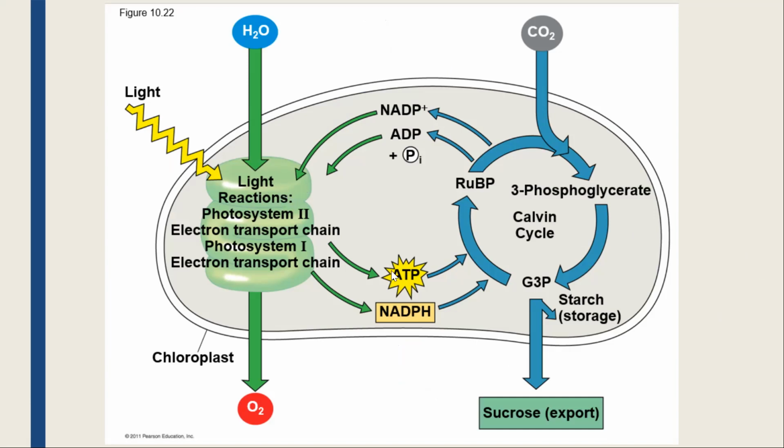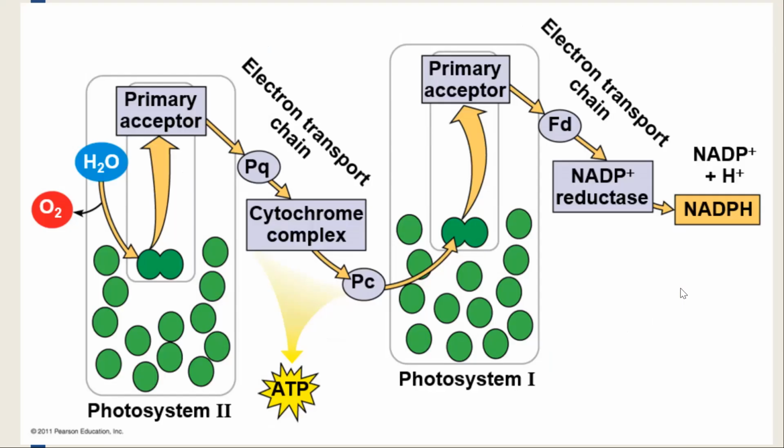Photosystem 2 is going to generate ATP. Photosystem 1 is going to generate NADPH. Water is split to replace those electrons, and oxygen is a byproduct. And then the ATP and the NADPH are used to drive the Calvin cycle, where carbon fixation takes place, and the carbon dioxide is then converted into G3P, which is then used to make other sugars. And so that kind of sums up the process of photosynthesis.